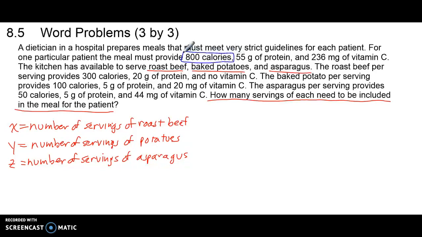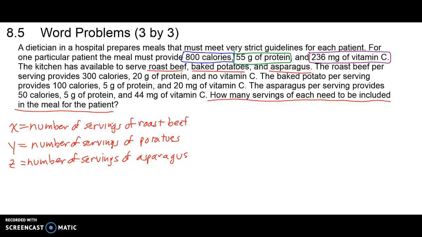And the stuff that has to come out equal to a particular result are the number of calories, they have to be 800, the number of grams of protein, have to be 55 grams of protein, and the amount of vitamin C. There's got to be 236 milligrams of vitamin C. So the 3 equations we're going to get, they're going to be a calories equation, a protein equation, and a vitamin C equation. So read the whole paragraph thinking of those things one at a time. So read the paragraph thinking calories, calories, calories.